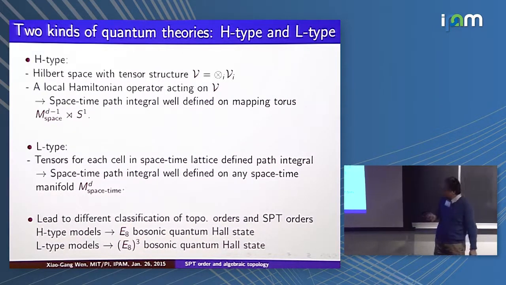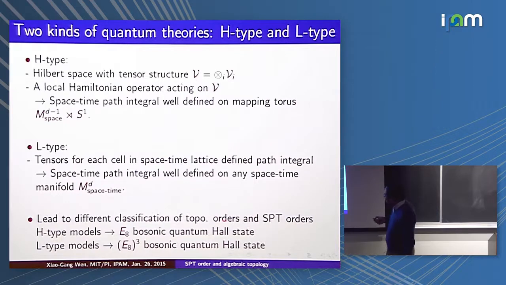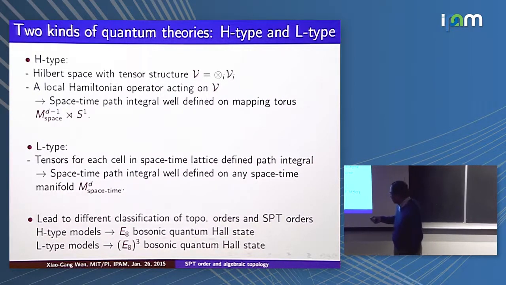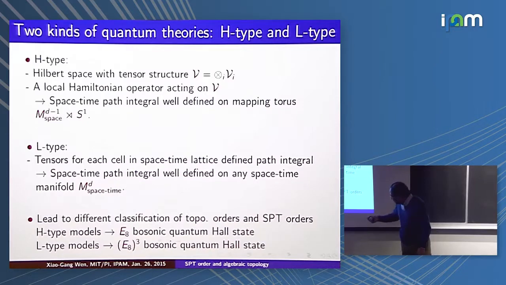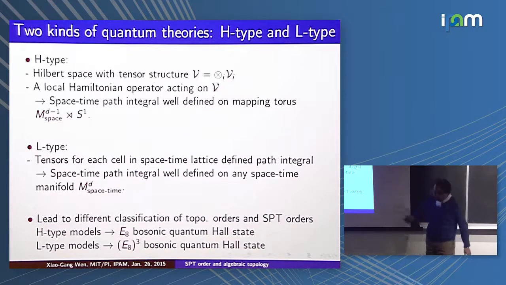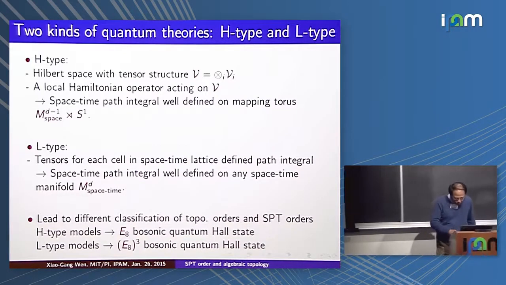And as a distinction, for example, there's the E8 bosonic quantum Hall states, which is really an H-type theory. However, such a theory, I think at the moment does not exist as an L-type theory, and we have to have a 3-layer of E8 states stacking together to make this a valid L-type theory. So I will come back to this point.